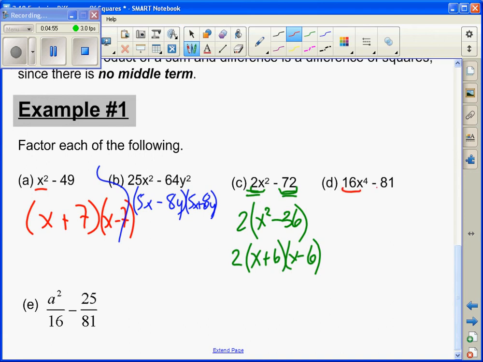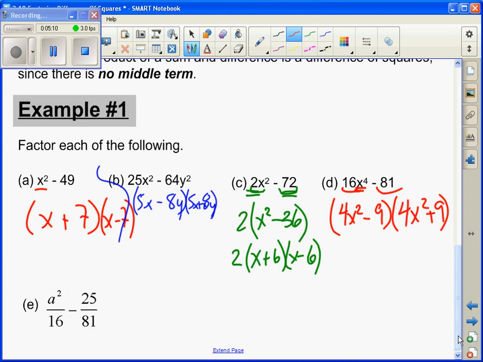Finally, the last example, those are perfect squares. You just have to be careful with that x to the power of 4. The square root of x to the power of 4 is x squared. So that works out to be x squared minus 9 and x squared plus 9.